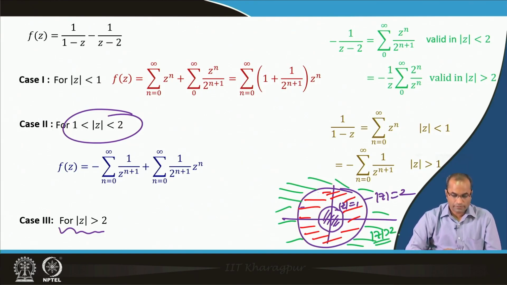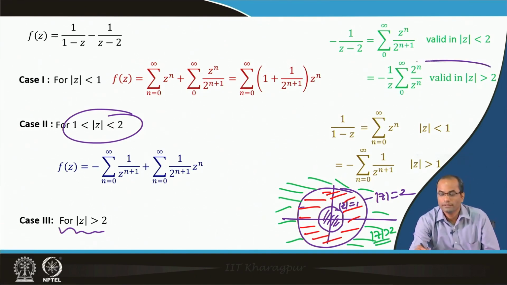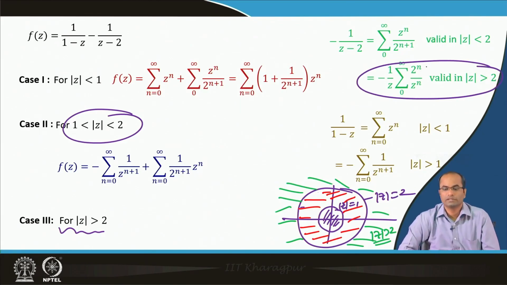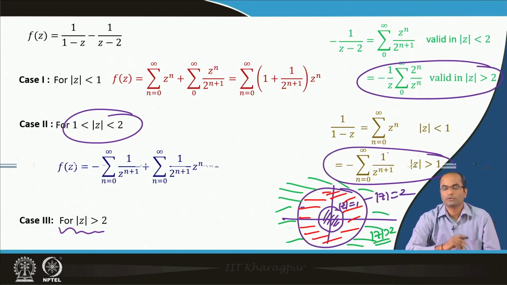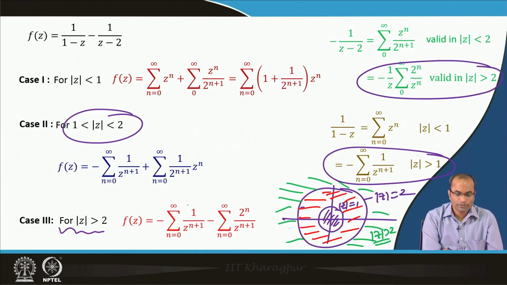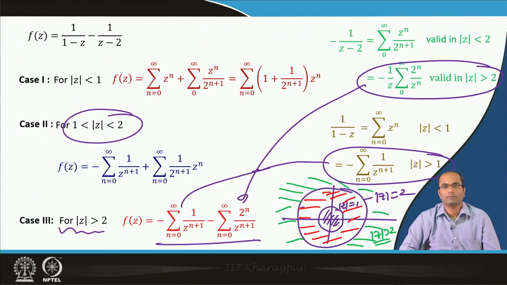So, having this situation, mod z greater than 2, we have expansions which are valid. This one is valid in mod z greater than 2, and this is valid in mod z greater than 1, so naturally it is also valid for mod z greater than 2. Then we can use these two expansions, the one here and the other one here, and club them into one series expansion.